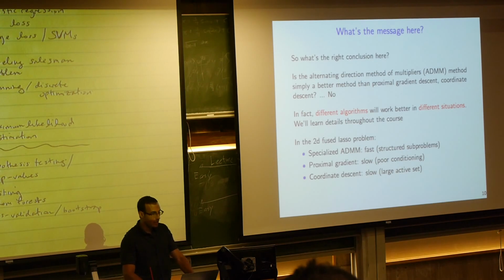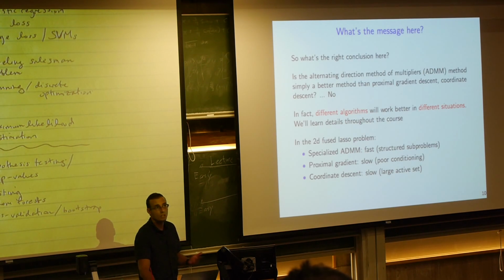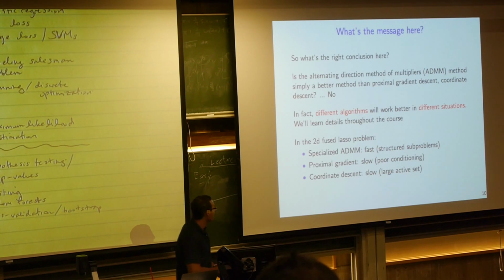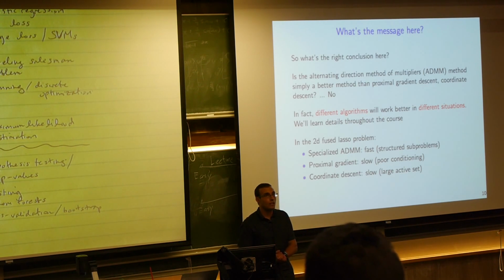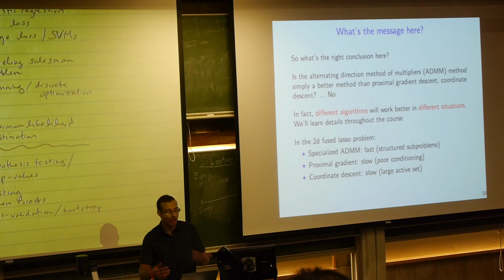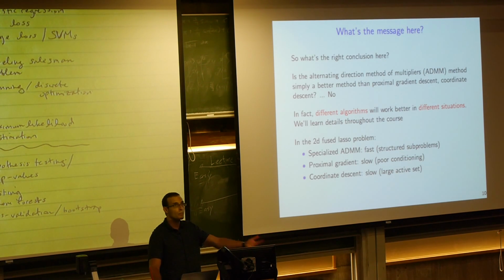So what's the right message here? Am I trying to convey that ADMM is way better than proximal gradient and coordinate descent? No. In fact, ADMM is much worse than coordinate descent in some situations. In other situations, proximal gradient is very reasonable. What I'm trying to convey is that different algorithms will work better or worse in different situations. Understanding the full suite of possibilities, and the properties of the algorithms and when we can expect them to work well or not, is very important for choosing an algorithm before you deploy software.